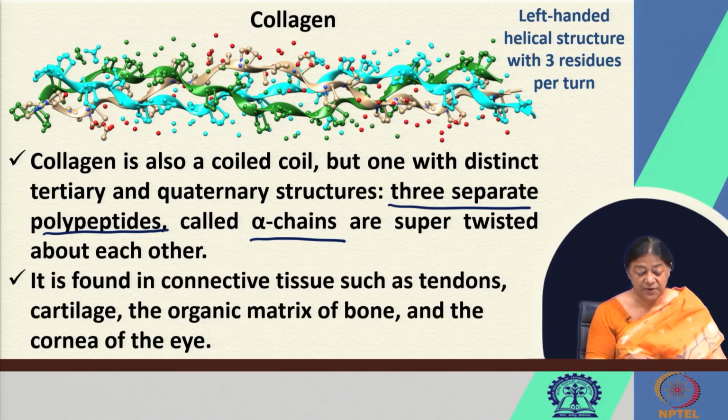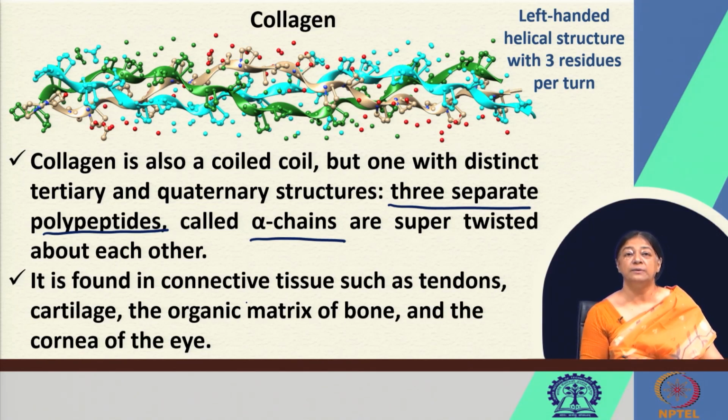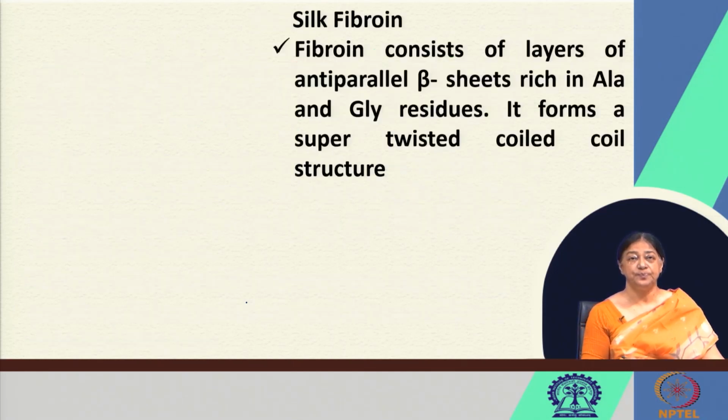Now, this is found in connective tissue such as tendons, cartilage, organic matrix, the muscle. So, this is important in the sense that we are looking at a muscular fiber type protein again that has distinctive hydrophobicity issues in the sense that it would remain insoluble.